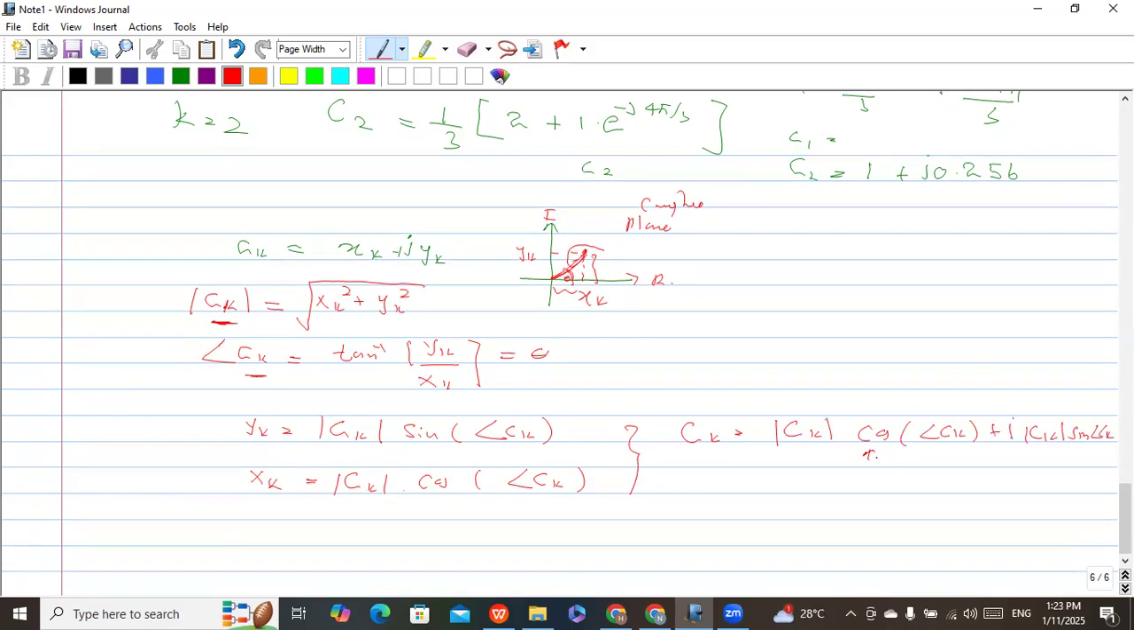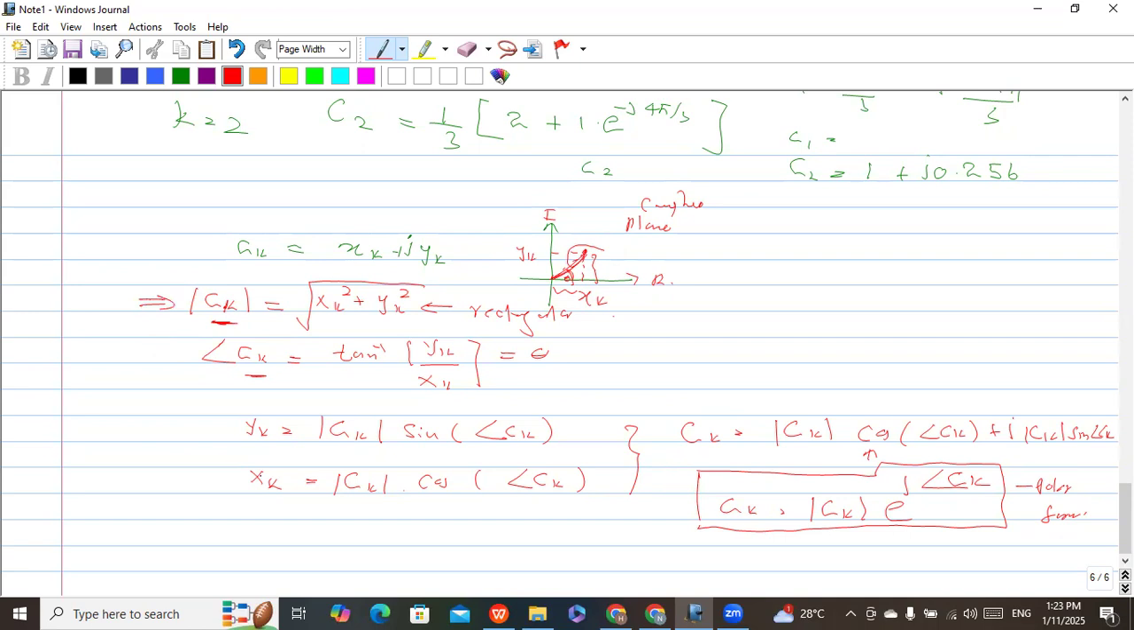And what is this? Using Euler formula, you can write this Ck as the magnitude of Ck e to the power j phase of Ck. In this way also you can represent this Ck value. This we call polar form. This we call rectangular form. So you can represent this Ck in this way, or in this way.